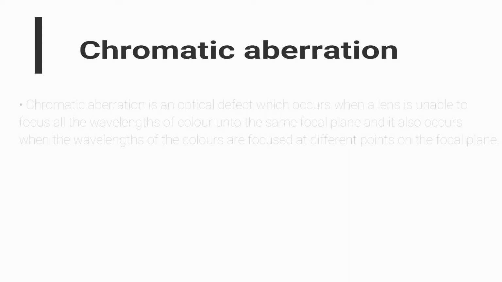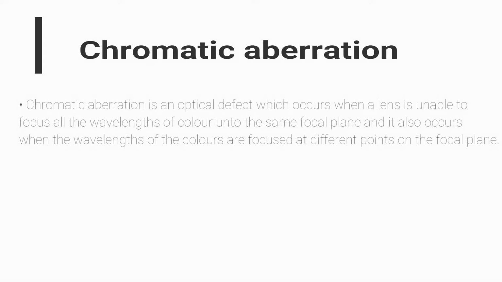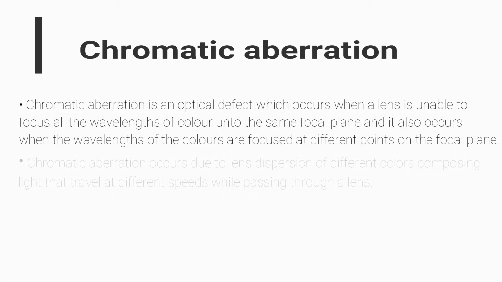Chromatic aberration is an optical problem which happens when a lens is unable to focus all wavelengths of color onto the same focal plane, and it also occurs when the wavelengths of the colors are focused at different points on the focal plane. Chromatic aberration occurs due to lens dispersion of the different colors composing light, which travel at different speeds while passing through a lens. This results in the image appearing blurred or with noticeable colored edges appearing around the object. These colored edges show up as red, green, blue, yellow, purple, or magenta.